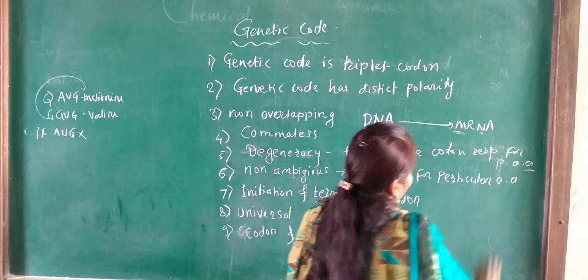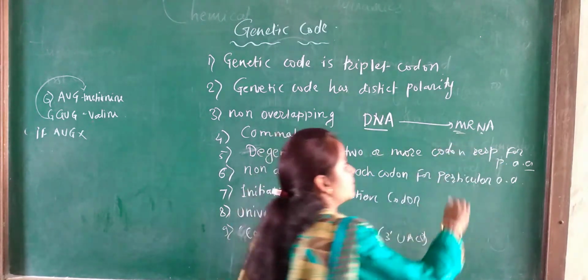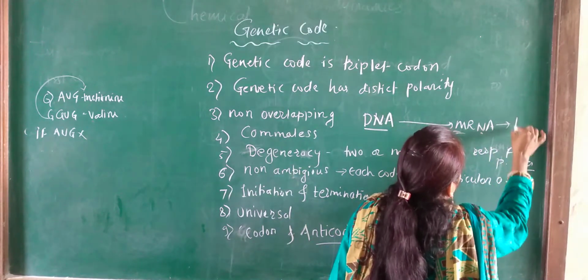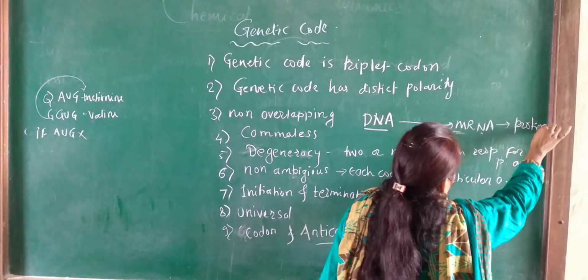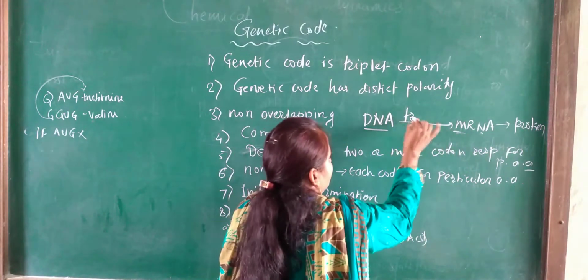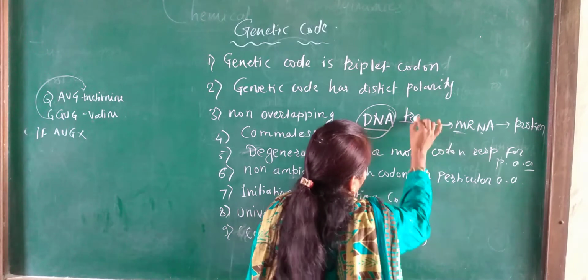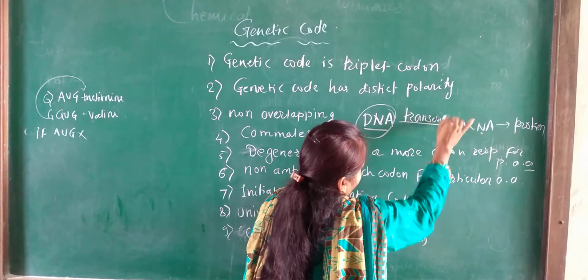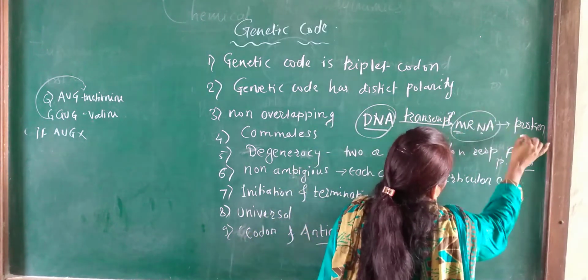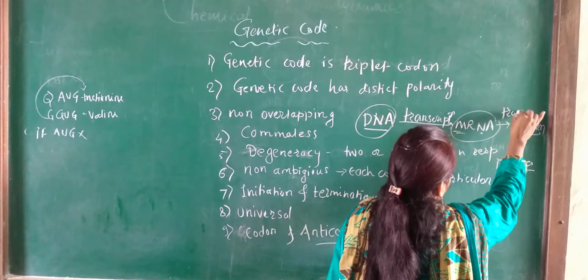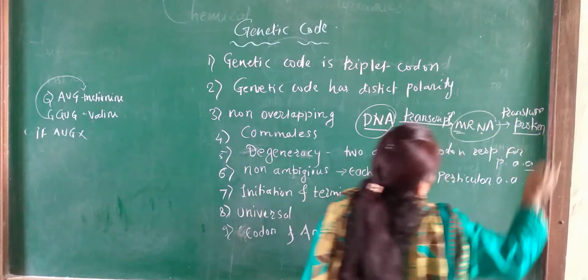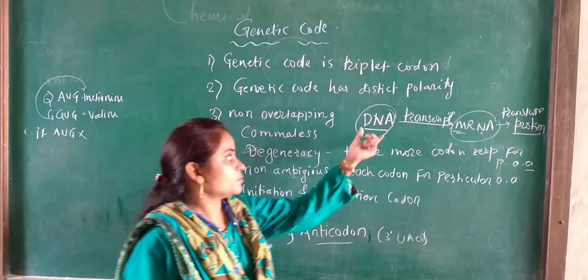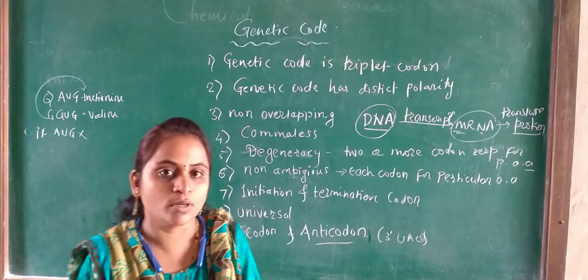and mRNA means messenger RNA, and from this messenger RNA proteins are synthesized. From this DNA, mRNA is formed; this process is called transcription. Next, from this mRNA proteins are synthesized; that is called translation. Okay.